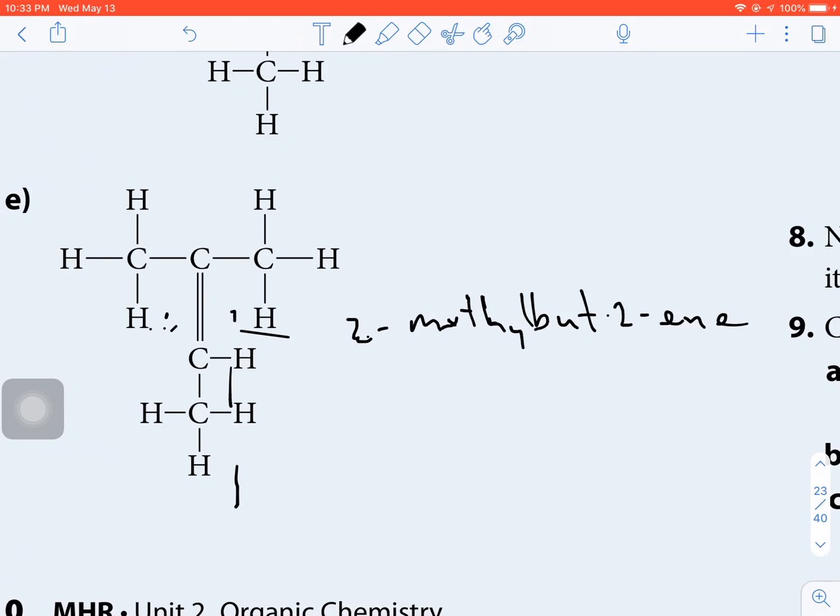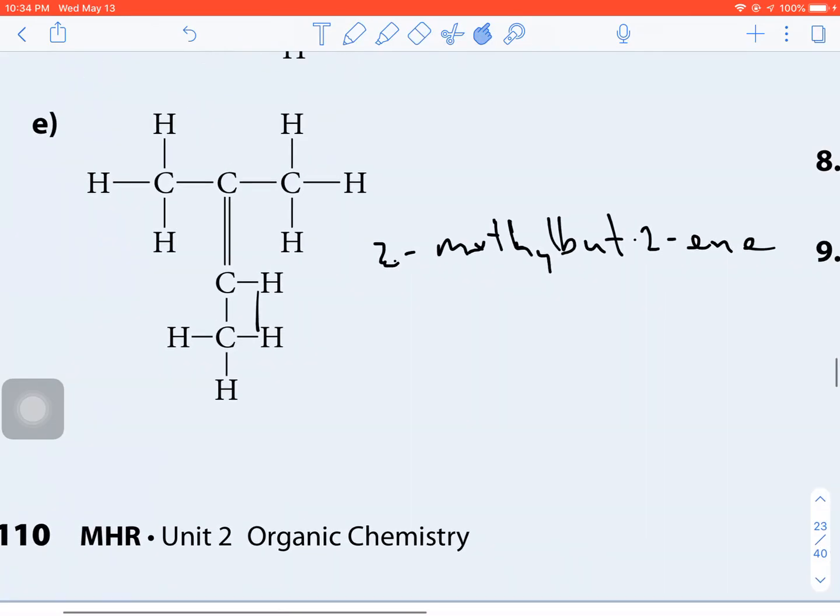So notice that molecule there contains a lot of the things we've been talking about. It contains the double bond, the alkene. It contains an alkyl side group. We've got a number where the double bond is, and a number where the side group is. Right, so there's a lot in that question.